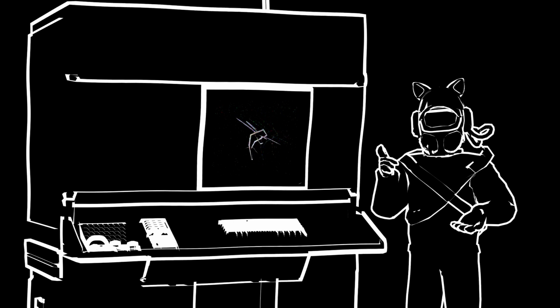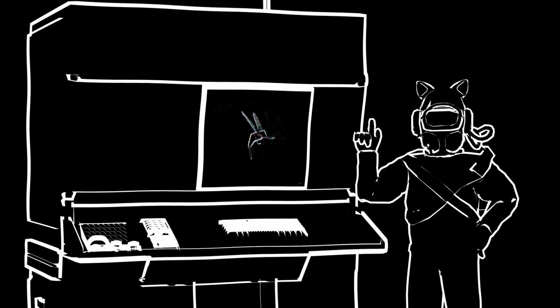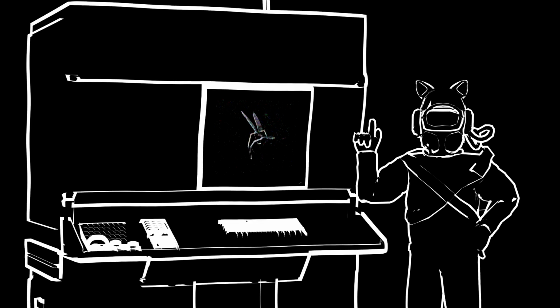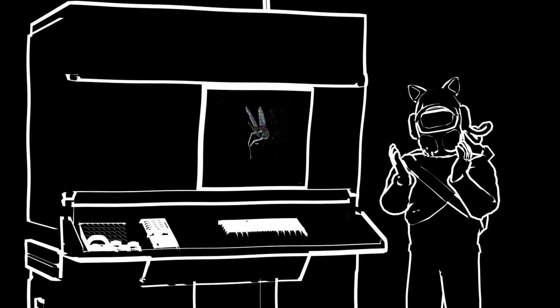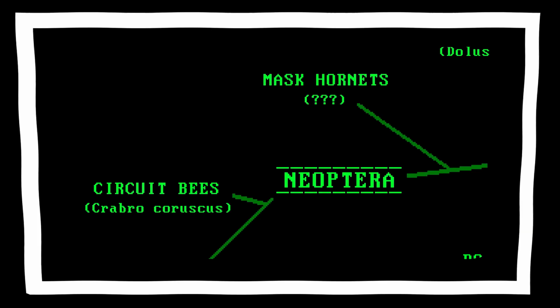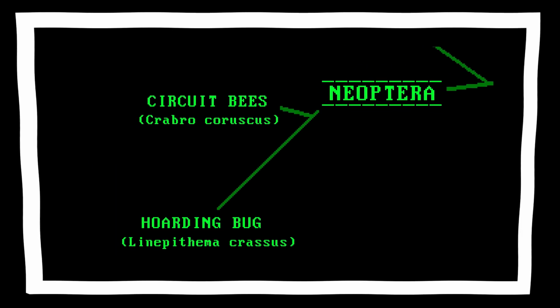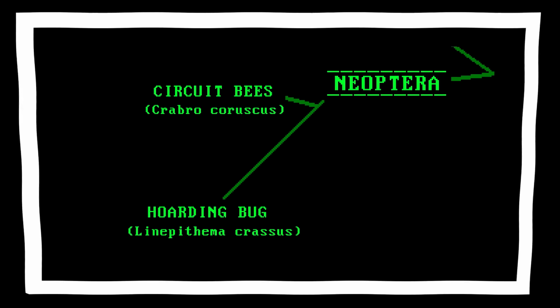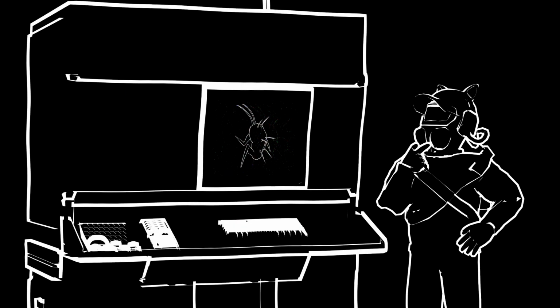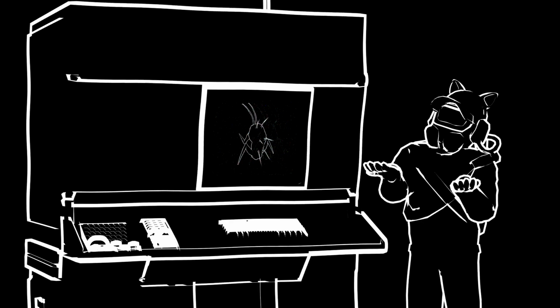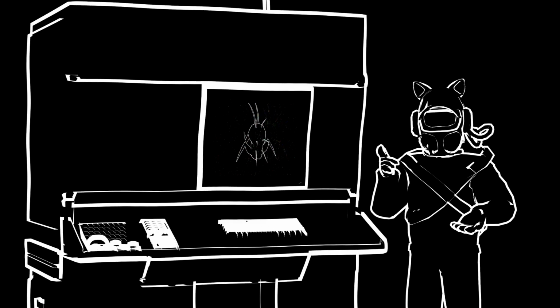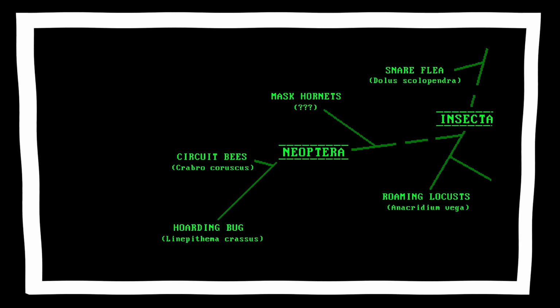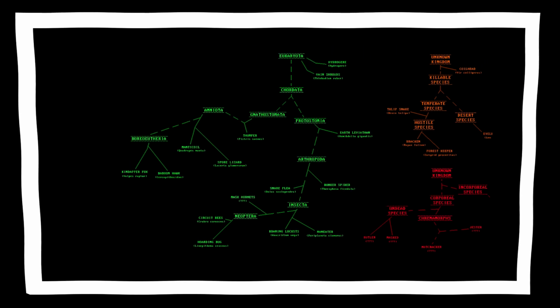So they are a question mark because they, first of all, don't have a bestiary entry, so I have nothing to help me out here, and second of all, I don't really know where they go. But I do know where the circuit bees go, which is Crabro coruscus, related of course to bees, and hoarding bugs, then Epithema crassus, which is more related to, like, I want to say moths and winged insects. Well, bees are also winged, but you know what I mean. Other winged insects. Anyways, that covers the real life tree.